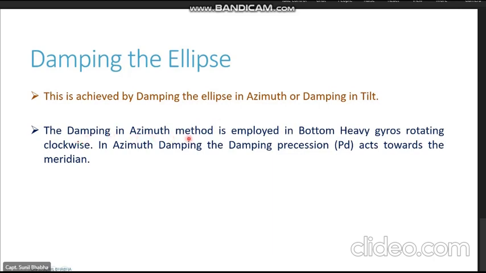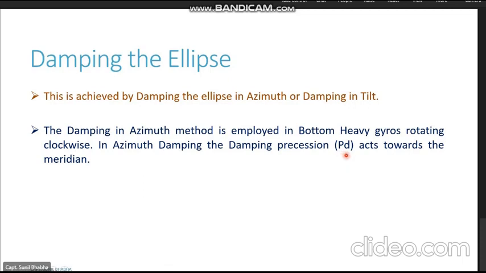Now the damping in azimuth method is employed in bottom heavy gyros. Bottom heavy gyros are the ones which are rotating in a clockwise direction. In azimuth damping, the damping precession, this is the fourth force which will get involved into a damped north-seeking gyro. It is known as the damping precession, in short PD. In a gravity-controlled gyro, we had introduced the control precession, which was known as PC. Now, for damping the ellipse, we will introduce a damping precession, which is known as PD.